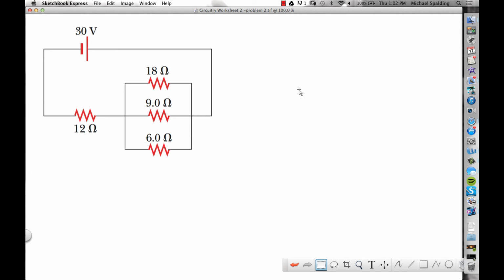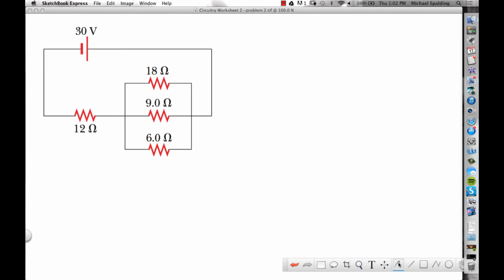This is problem 3, question 3 on Circuitry Worksheet number 2. You guys have the questions on the worksheet. I'm not going to put them on the screen because I need the room to solve it.